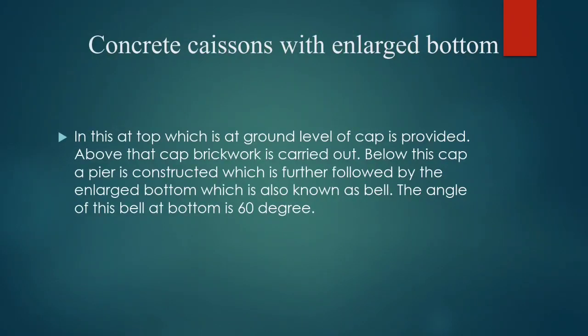Concrete caisson with enlarged bottom. In this, at top, which is ground level, a cup is provided. Above that cup, brickwork is carried out. Below this cup, a pier is constructed which is further followed by the enlarged bottom, which is also known as bell. The angle of this bell at bottom is 60 degrees.